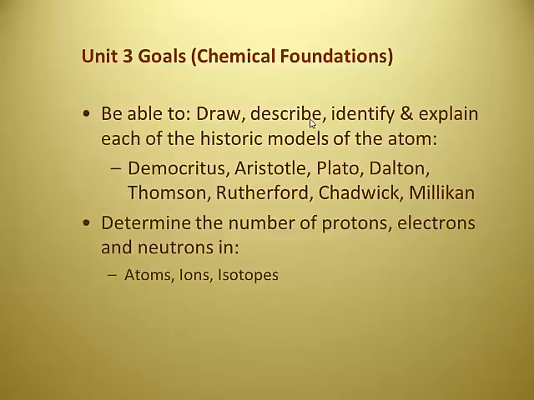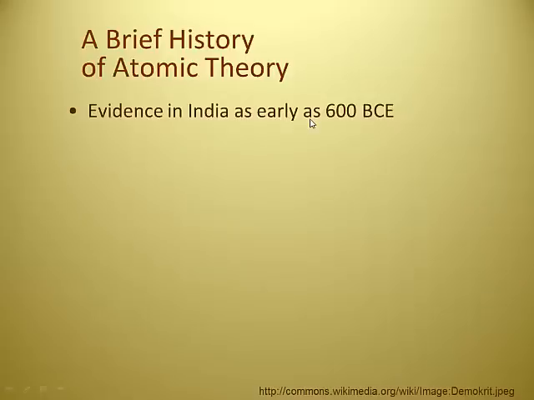All right, Unit 3 goals, chemical foundations. You are going to be able to draw, describe, identify, and explain each of the historic models of the atom. That is going to include, but not be limited to, Democritus, Aristotle, Plato, Dalton, Thomson, Rutherford, Chadwick, Millikan. You are also going to be able to determine the number of protons, electrons, and neutrons in atoms, ions, and isotopes.